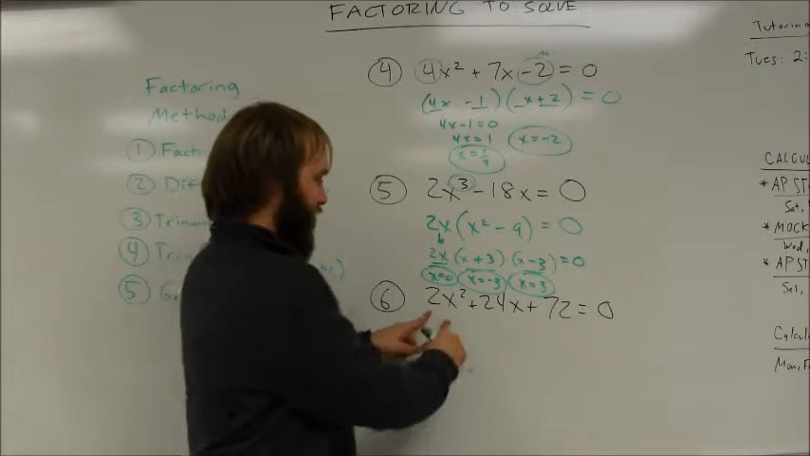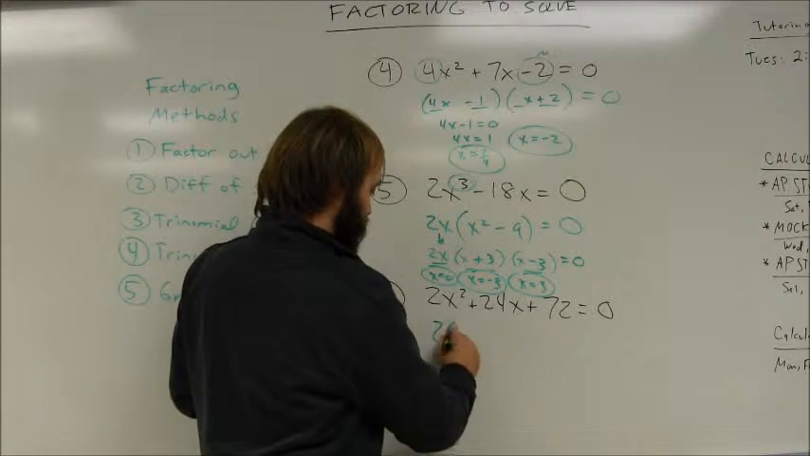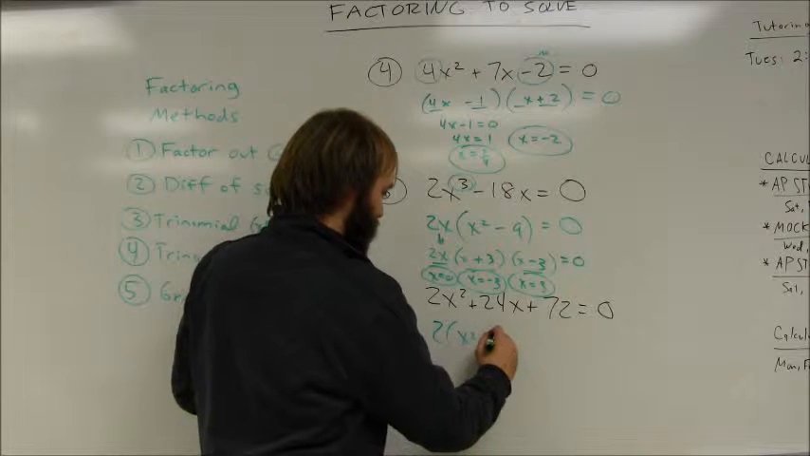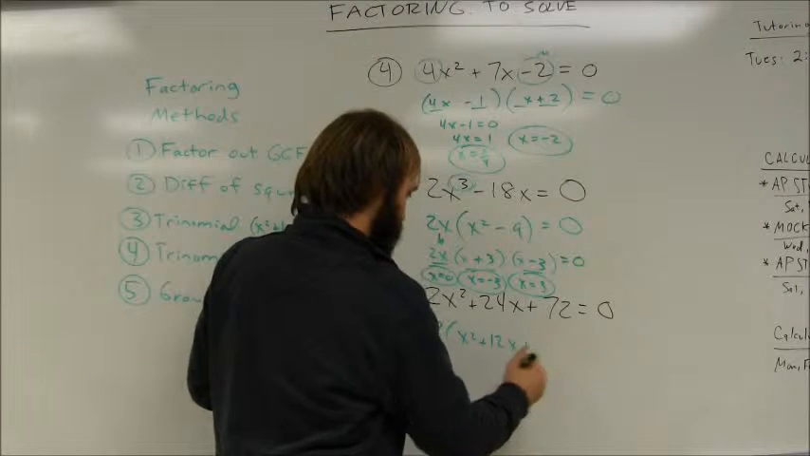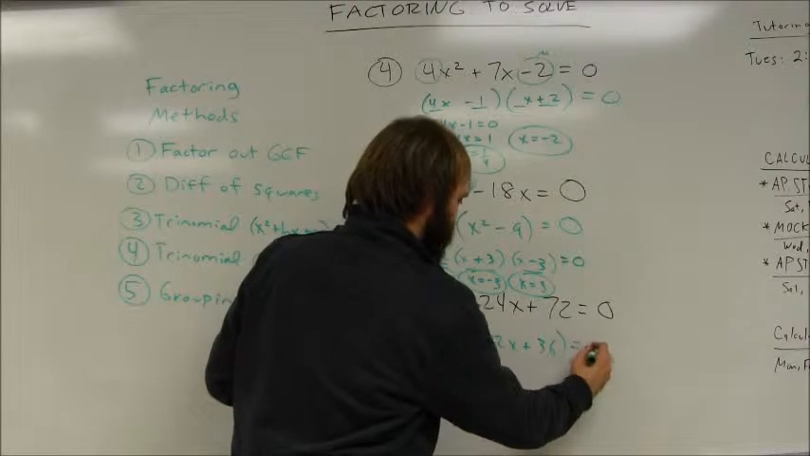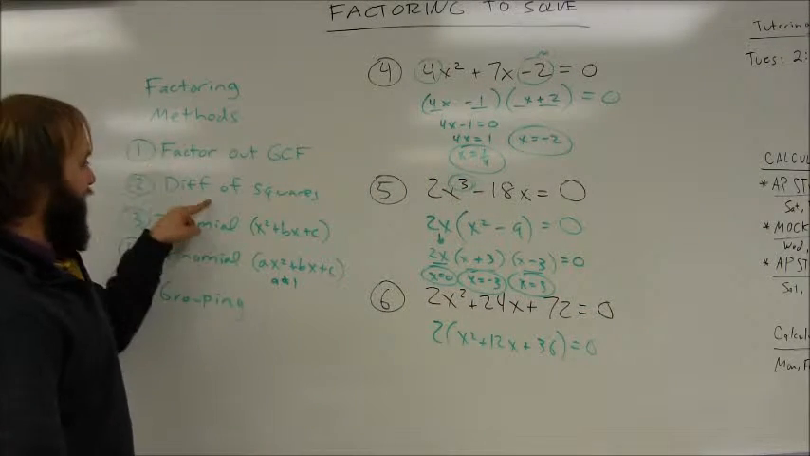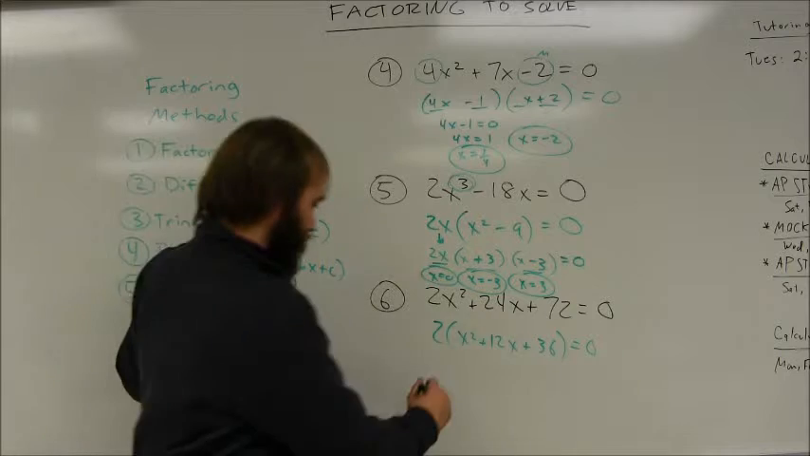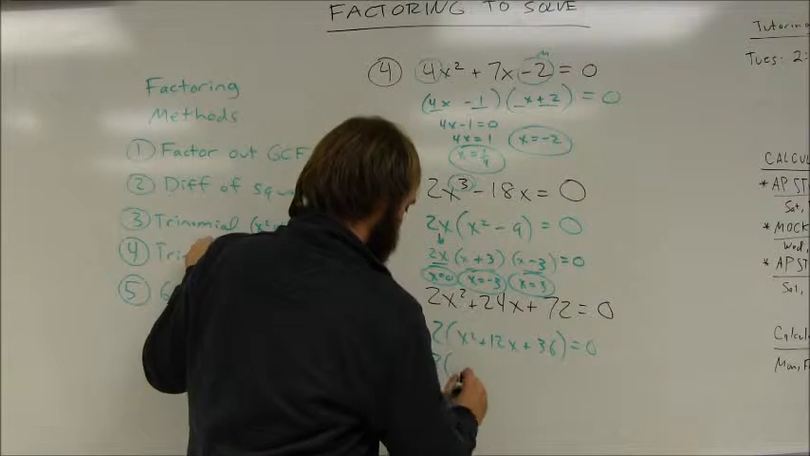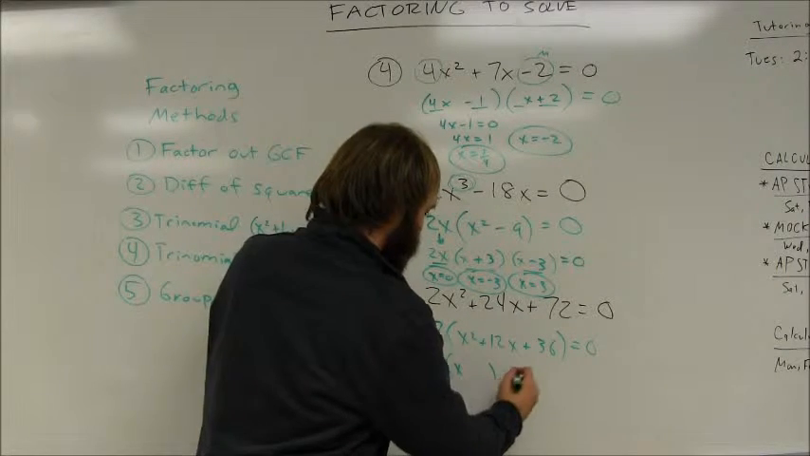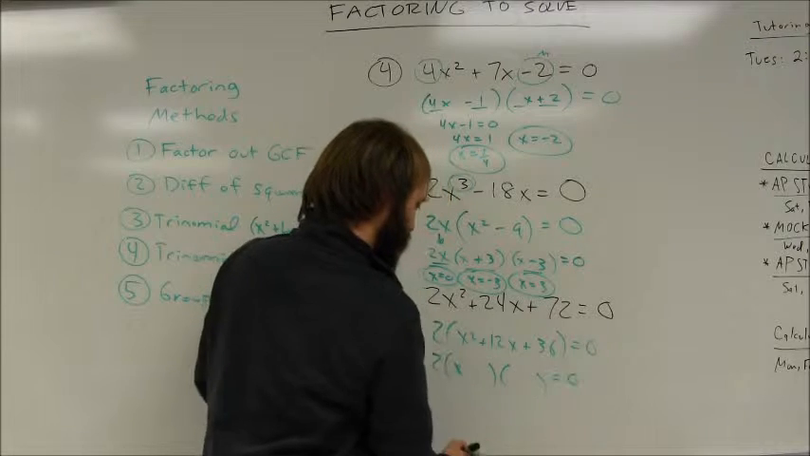Number 6. Same thing as before, check for GCF. A 2 comes out, which is nice because I get x squared plus 12x plus 36 is equal to 0. And again, we've done the GCF. It's not a difference of squares. It is a regular trinomial. Don't lose your 2. It's going to factor like a FOIL problem here.